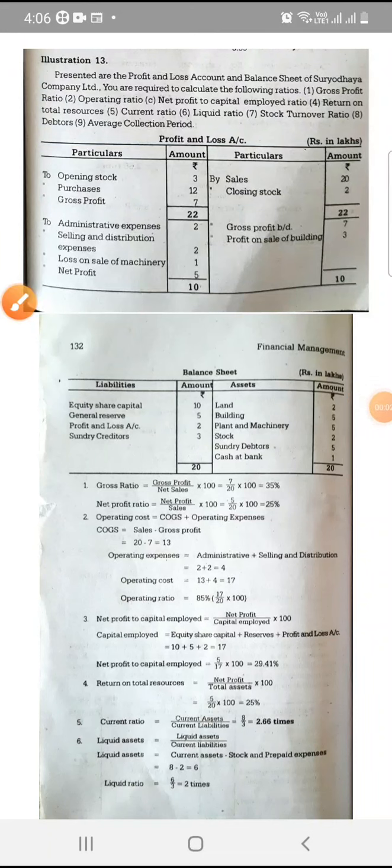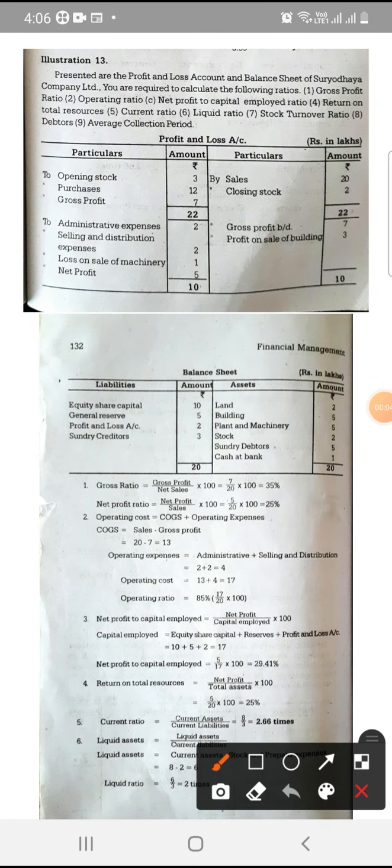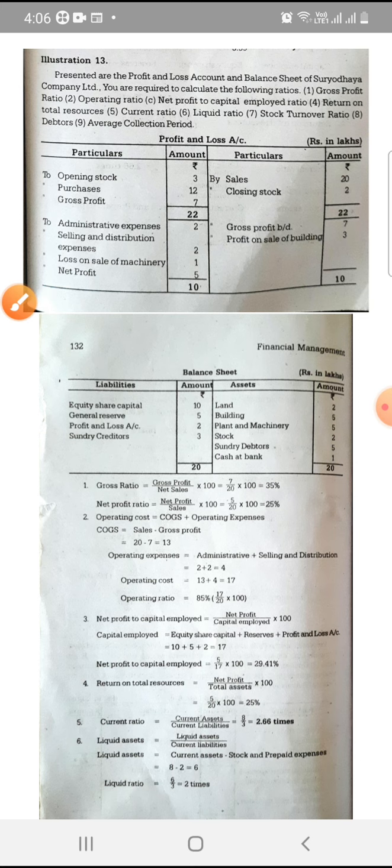Hello students. Today I will be explaining the problems of cash budget, ratio analysis. Now here the information is given. The information is the profit and loss account and balance sheet of Suryodaya Company Limited. You are required to compute the following ratios.